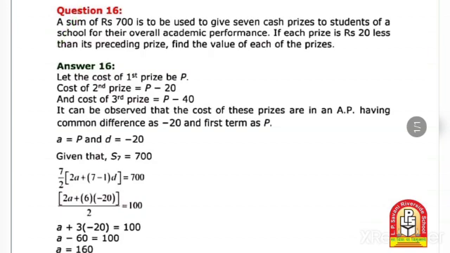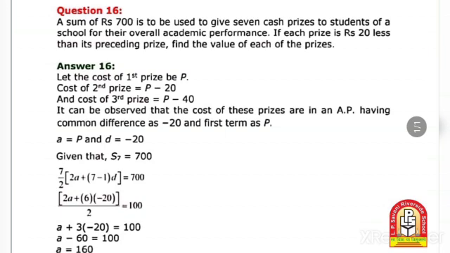In question number 16, a sum of 700 rupees is to be used to give 7 cash prizes to students of a school for their overall academic performance. If each prize is rupees 20 less than its preceding prize, find the value of each of the prizes.